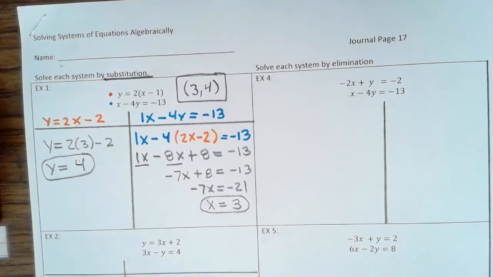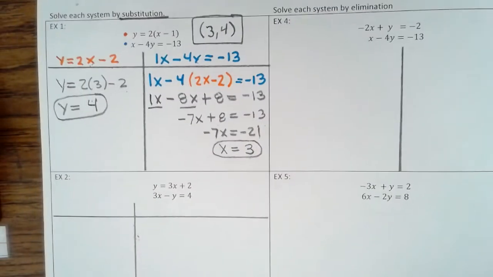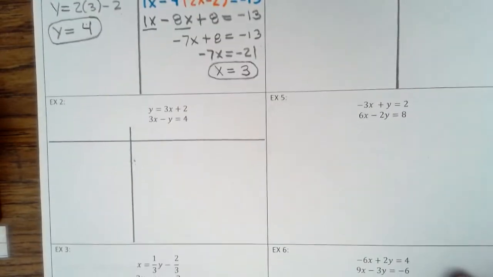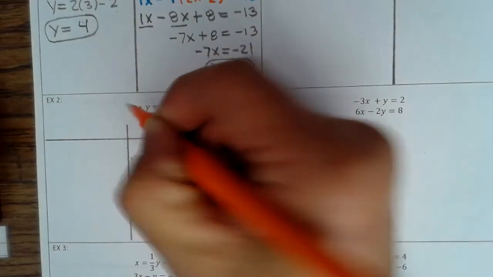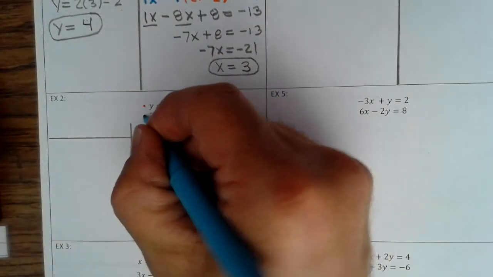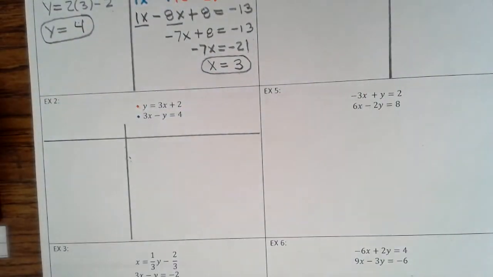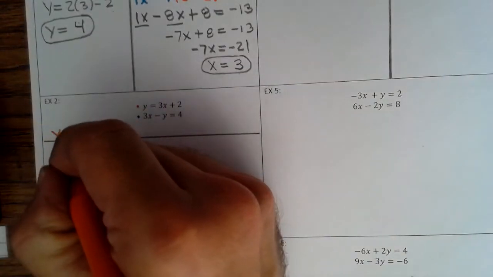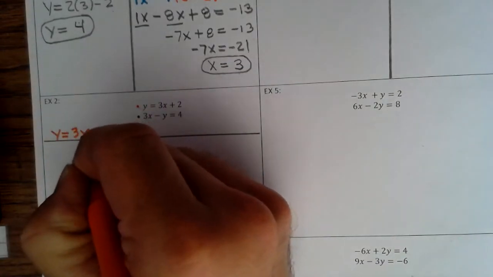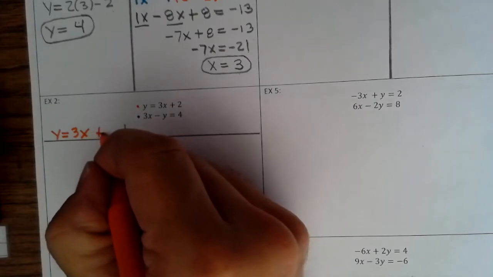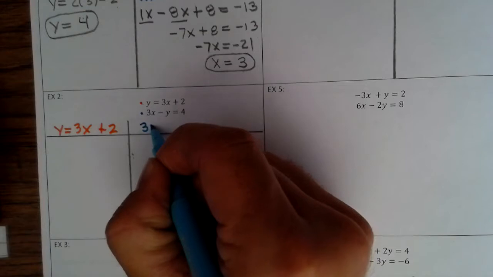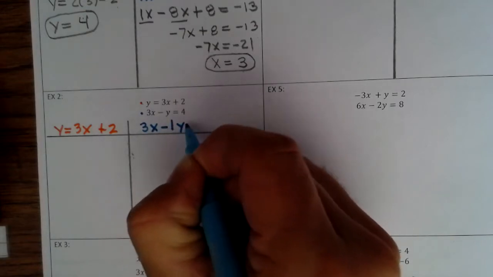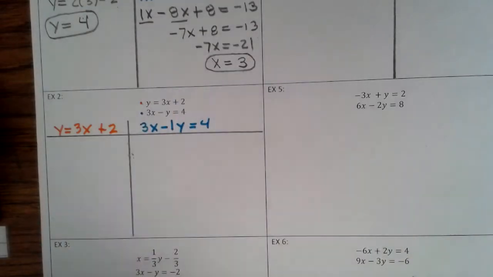Now let's take a look at example 2. Or finish up example 1. All right, now example 2. Again, we're still doing substitution. So first equation, orange. Second equation, blue. Okay, so y equals 3x plus 2. And second equation, 3x minus, I'm going to put a 1 there, 1y equals 4.